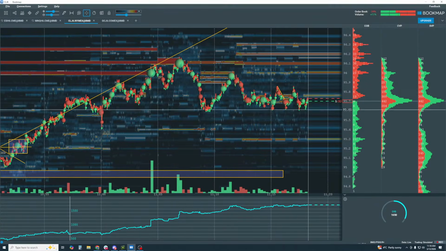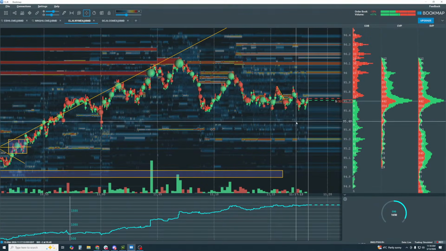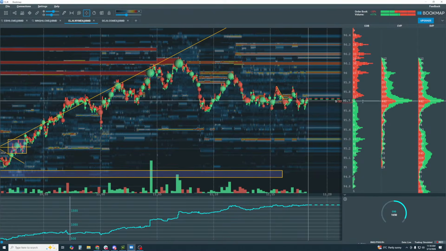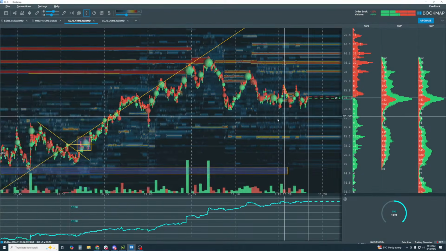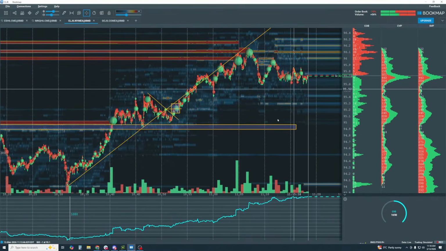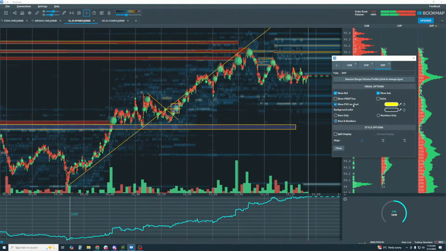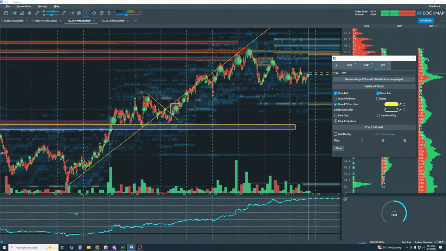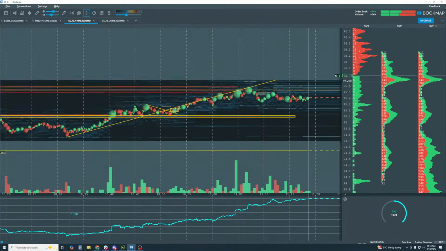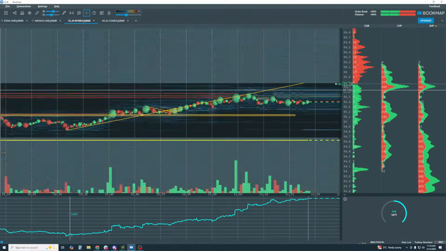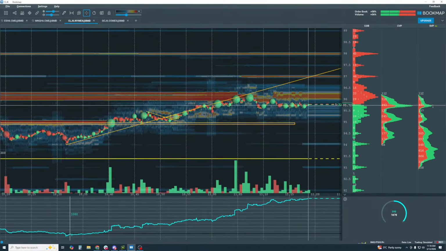Just building out this profile here into, you know, high volume node. In fact, that's probably, see, it's down below. It's developing though. Let's see.